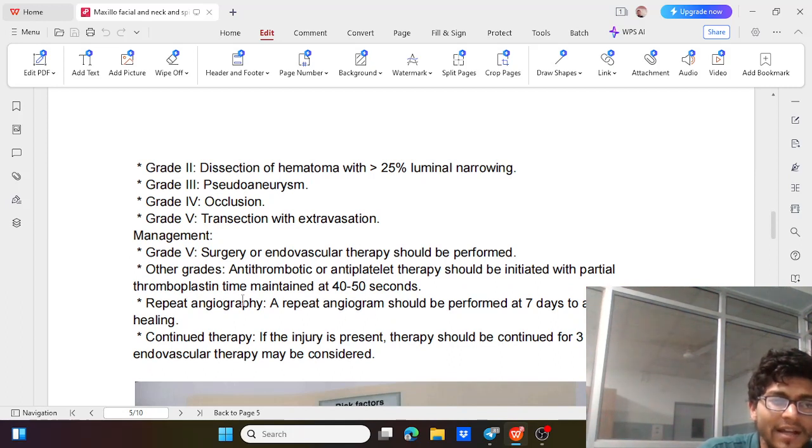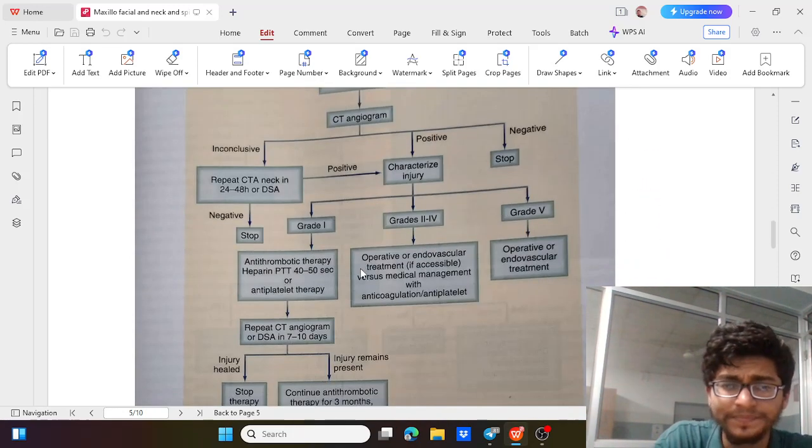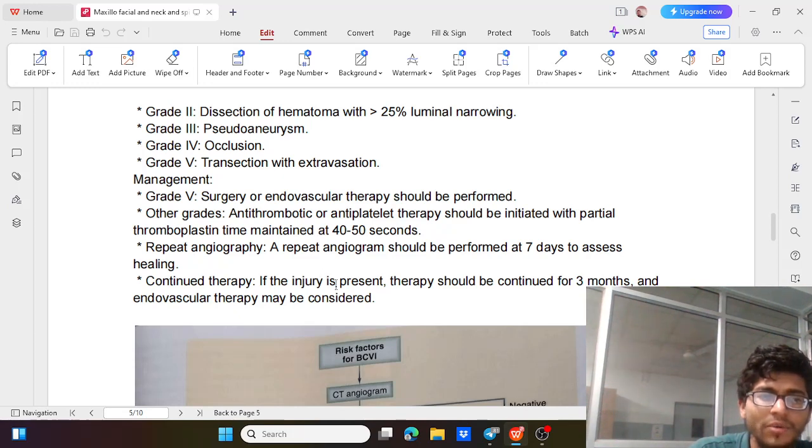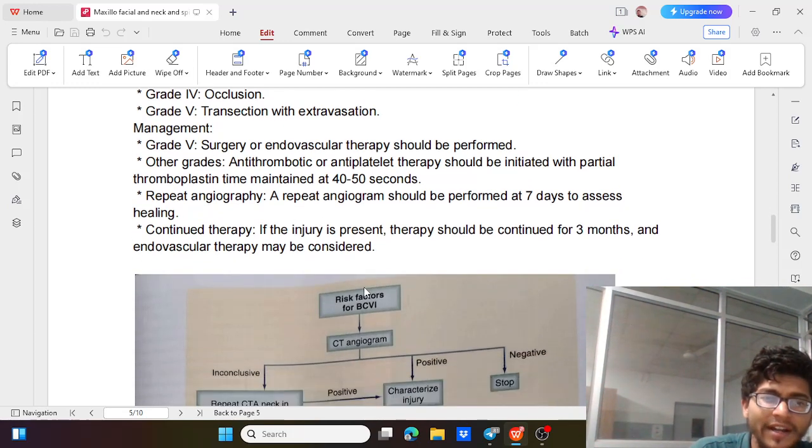So how do we manage these? As we had seen yesterday, for the most severe, that is grade 5, it is either surgery or endovascular therapy, and mostly it is needed, it cannot be avoided. In other grades, it can even be managed by medical management, that is antithrombotic therapy, heparin and all, antiplatelet, and it should be initiated with the partial thromboplastin time maintained at 40 to 50 seconds. After 7 days, we repeat the angiogram. If everything is okay and healing, then we can discontinue the medication. If there is some injury, we'll continue medication for 3 months, and if needed, we'll consider endovascular therapy.